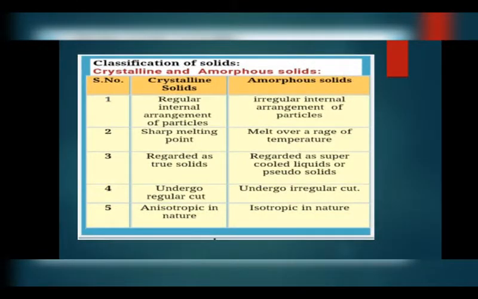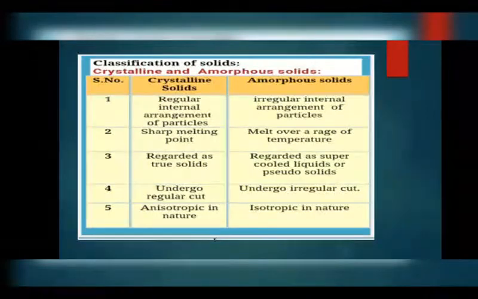So we are beginning with the classification of solids. Solids are classified into two categories. The first one is crystalline solid and the second one is amorphous solid. Now some differences we can see between these two. First one is crystalline solids have regular internal arrangement of particles, whereas amorphous solids have irregular internal arrangement of particles.